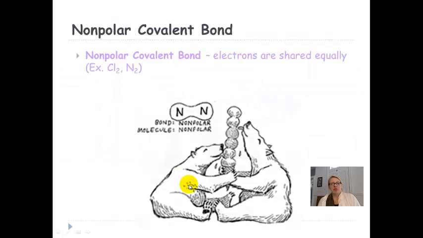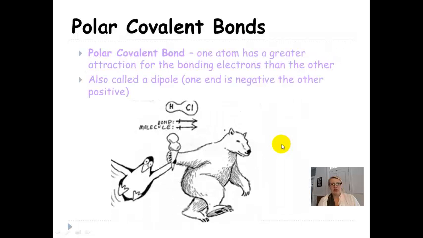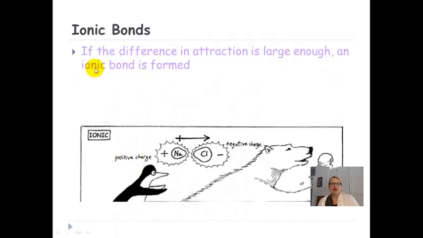So remember, nonpolar covalent bonds are when the electrons are shared equally. Polar covalent is when one atom has a greater electronegativity than the other, and this is also called a dipole, meaning that one end is negative and the other is positive, or slightly negative and slightly positive. And remember, ionic bonds are when the electrons are completely ripped away and transferred to form ions.